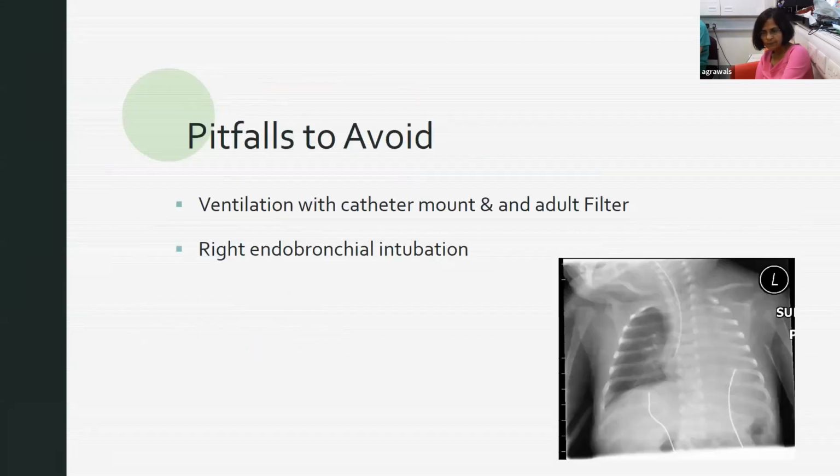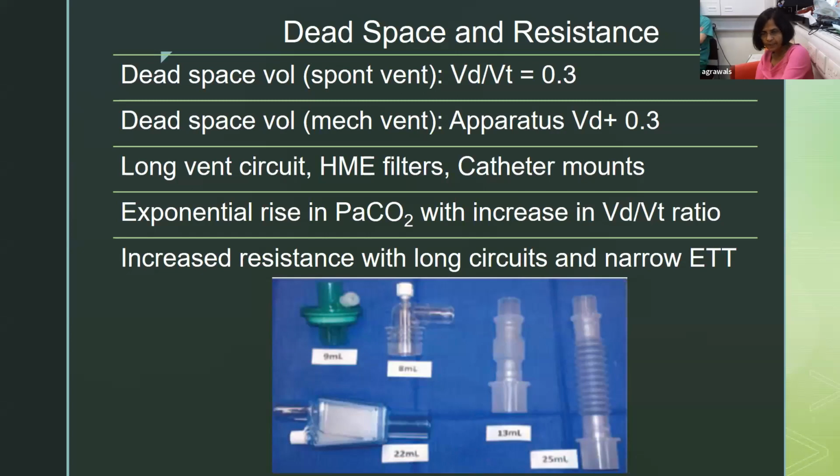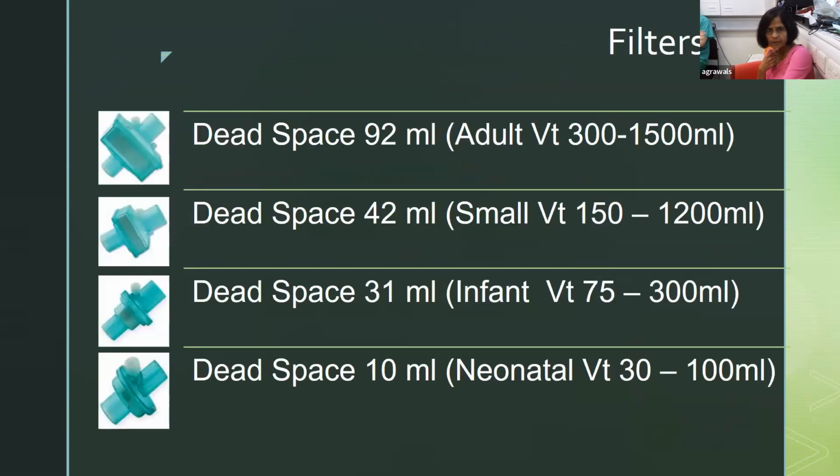And then just as the last couple of minutes, it's always very important to think about the dead space and the resistance, because, as I said, we've got a size range from 2 kilos to 120 kilos. If we're using the wrong equipment for the wrong size child, we could create a huge resistance and not be able to ventilate the patient appropriately. And that comes mainly from the catheter mounts, the extensions that we would use between the ET tube and the ventilator tubing, the humidifications and the filters that are used. If you look at it, the dead space between a neonatal filter and an adult filter is huge. It's nearly 10 times more.